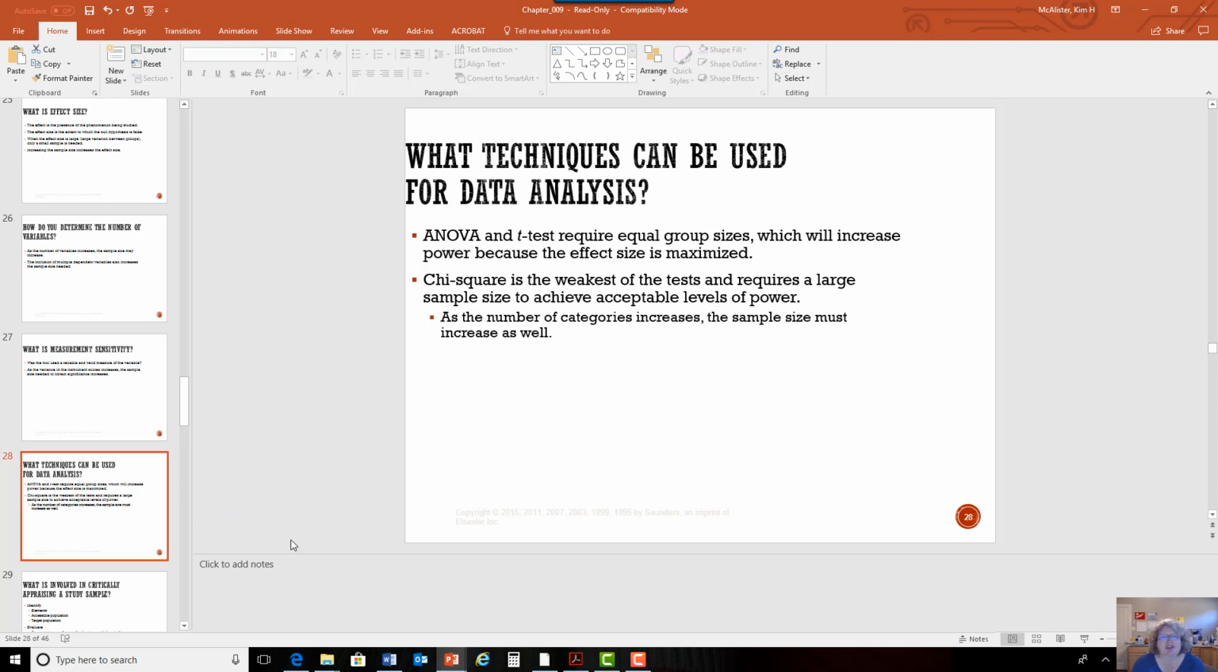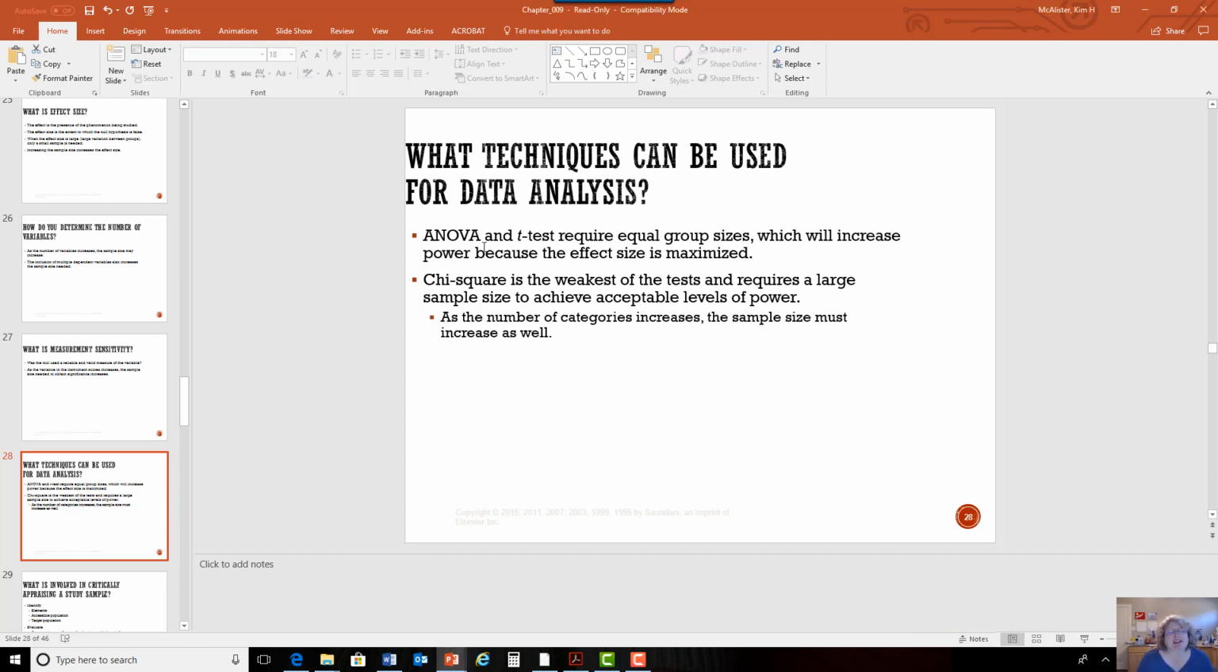So we're going to talk for just a minute about different data techniques. And generally these are done on computers. You may have heard of SPSS software. That's the one that's most commonly used. And so you can use the different analyses to determine what your results are.